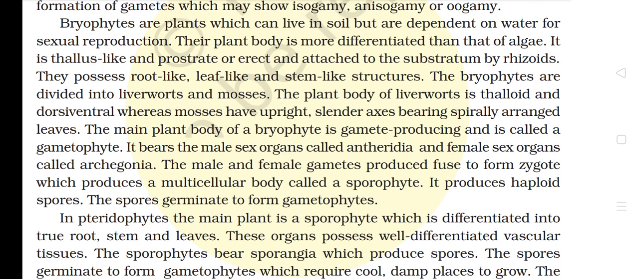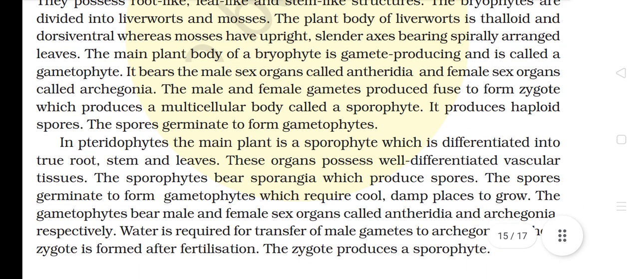The main plant body of a bryophyte is gamete-producing and is called a gametophyte. It bears the male sex organs called antheridia and female sex organs called archegonia. The male and female gametes produced fuse to form a zygote, which produces a multicellular body called a sporophyte. It produces haploid spores. The spores germinate to form gametophytes.